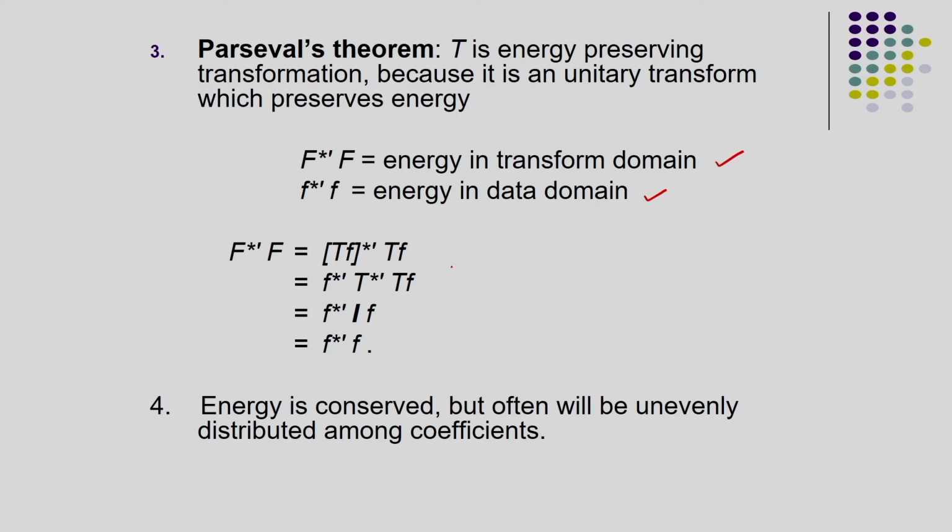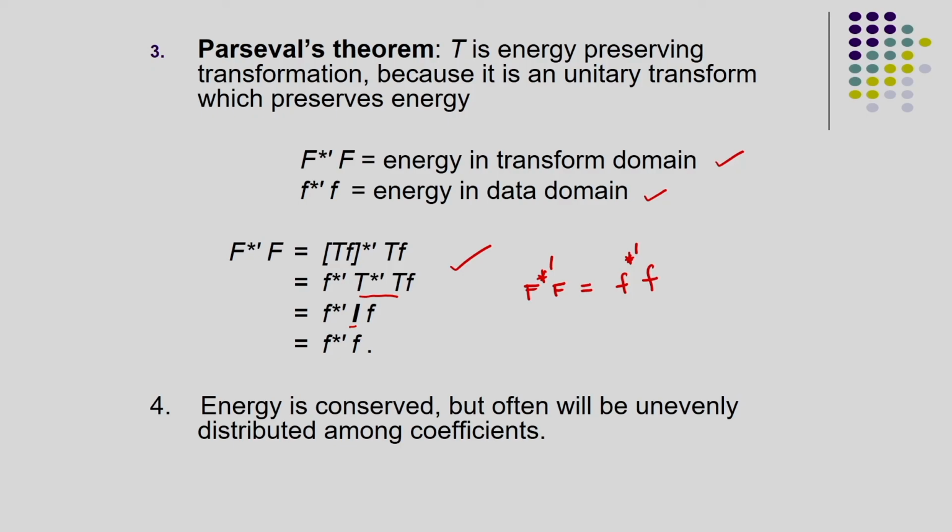After this you can see this mathematics, and if you see this T complex conjugate transpose and this part, this is nothing but the identity matrix. I is the identity matrix. So from this you can see that F complex conjugate transpose F, the energy in the transform domain, is equal to the energy in the data domain. So the energy in the data domain is this.